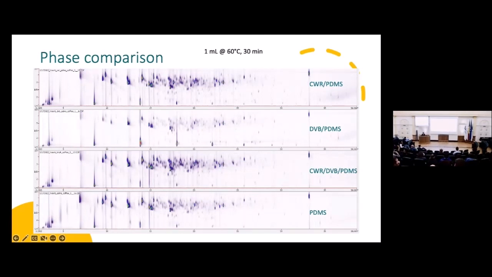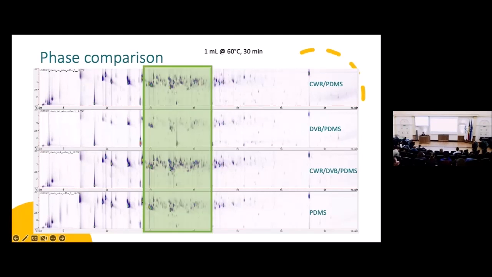The first thing that we can directly see is that the DVB-PDMS seems to be the less interesting extraction, whereas between the CAR-PDMS, the CAR-DVB, the triphasic, and the PDMS, the question is a little bit tricky. One surprising conclusion that we had is that the PDMS was quite interesting to extract the early eluting compounds.